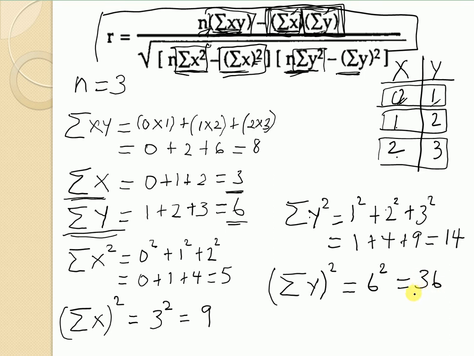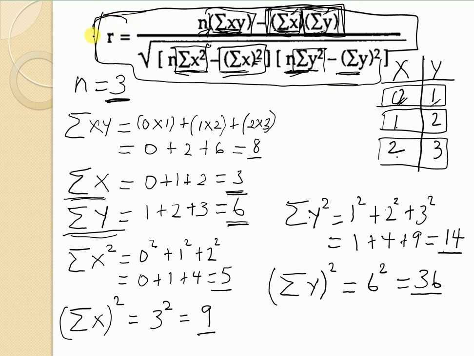And so now we have the value for each of our summary statistic, and all that's left to do is to substitute these values into the formula, and we would be able to calculate the value of the correlation coefficient.